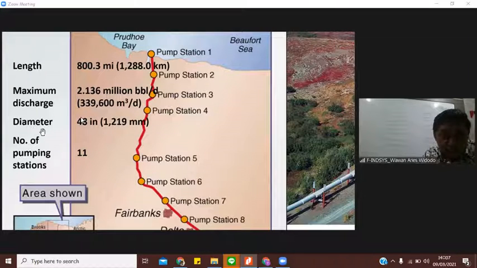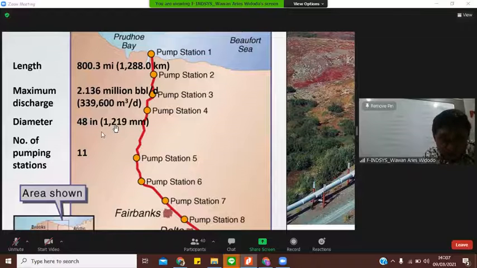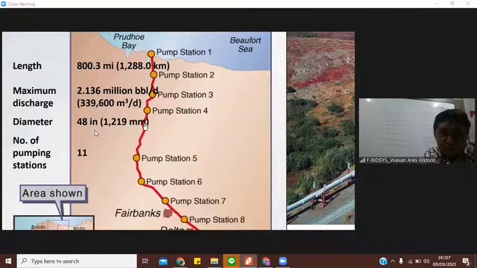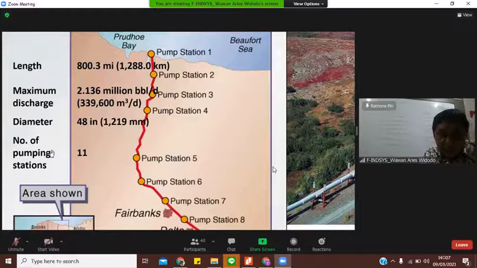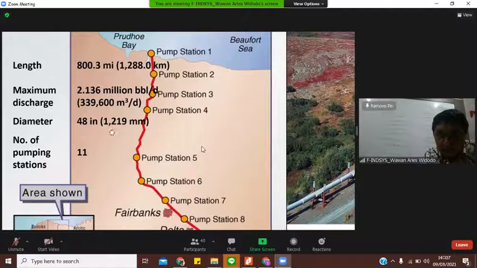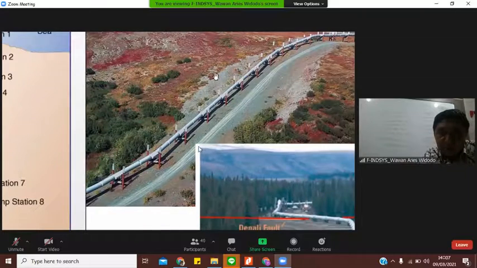The diameter of this pipe here is about 48 inches or 1,219 millimeters. You can imagine, this pipe has a very large diameter, around 121.9 centimeters. To flow the fluid here, they need about 11 pump stations. This is the piping system here.